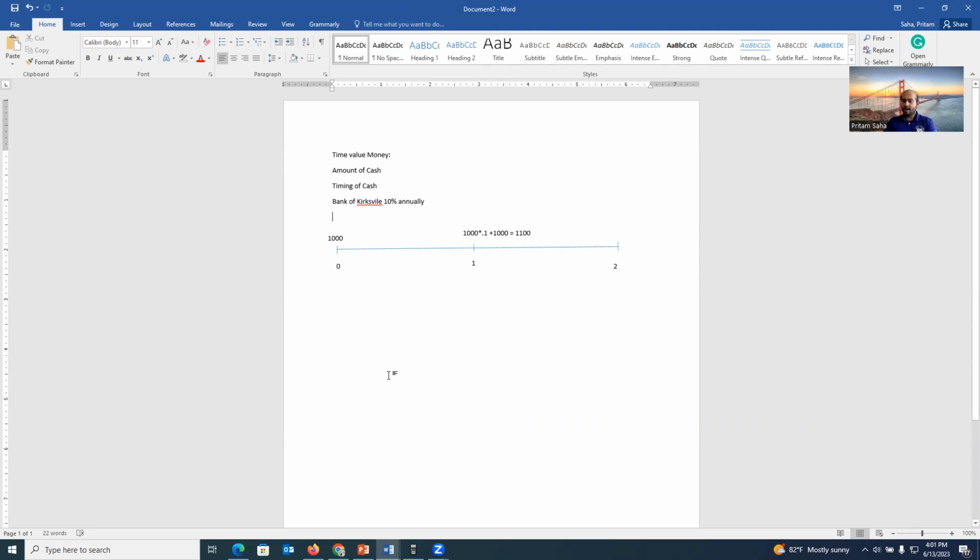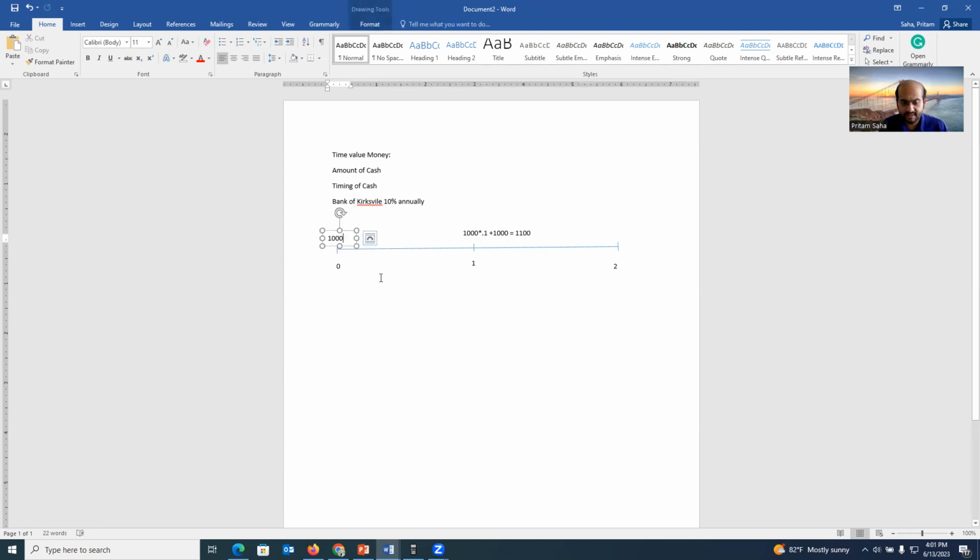Now, what are some common names? Like what should we call this money in different time periods? So what should we call them? Any cash flows, any money today is known as present value. In short, PV. Any money in a future period is known as future value. In short, FV.